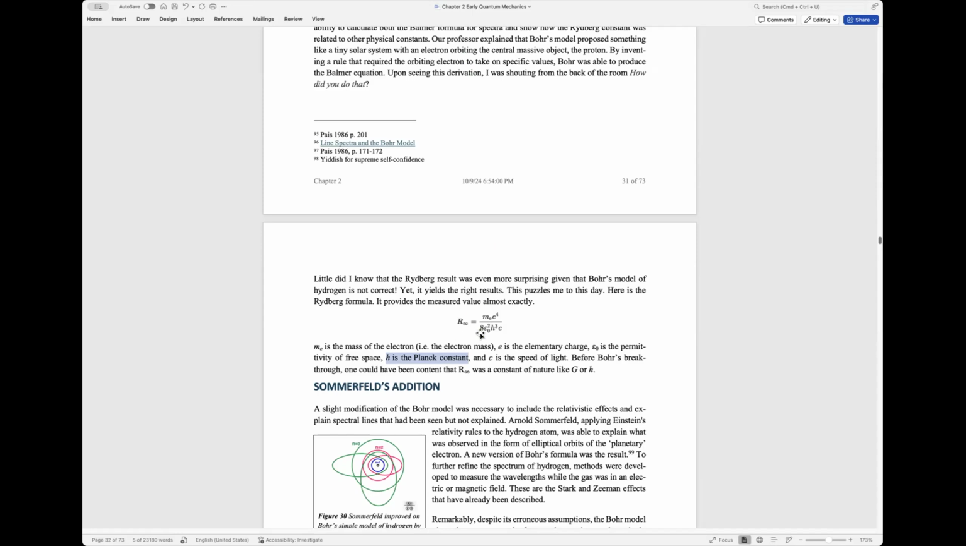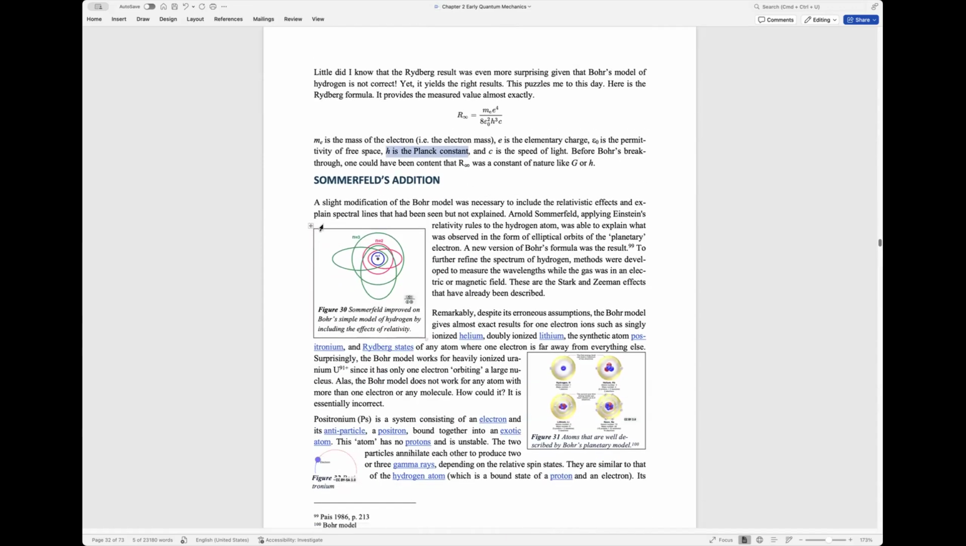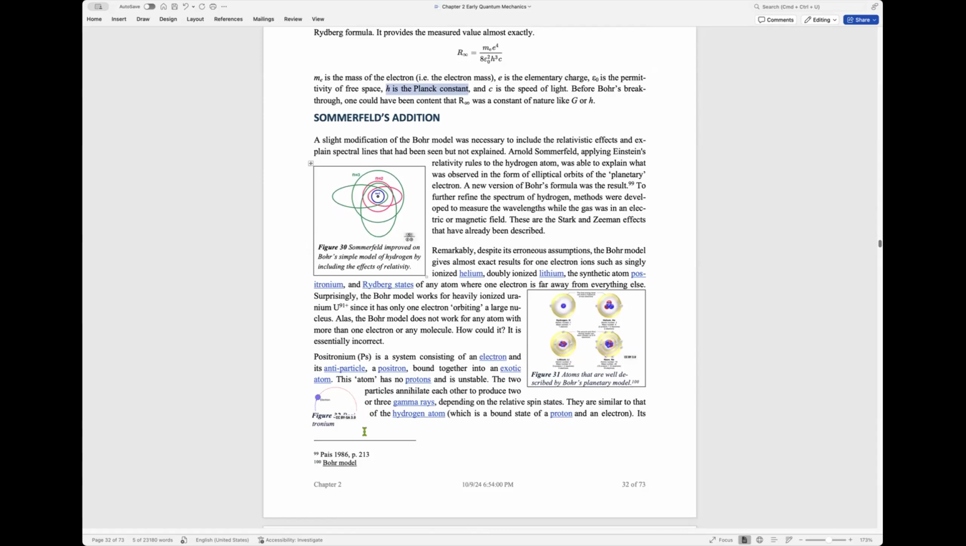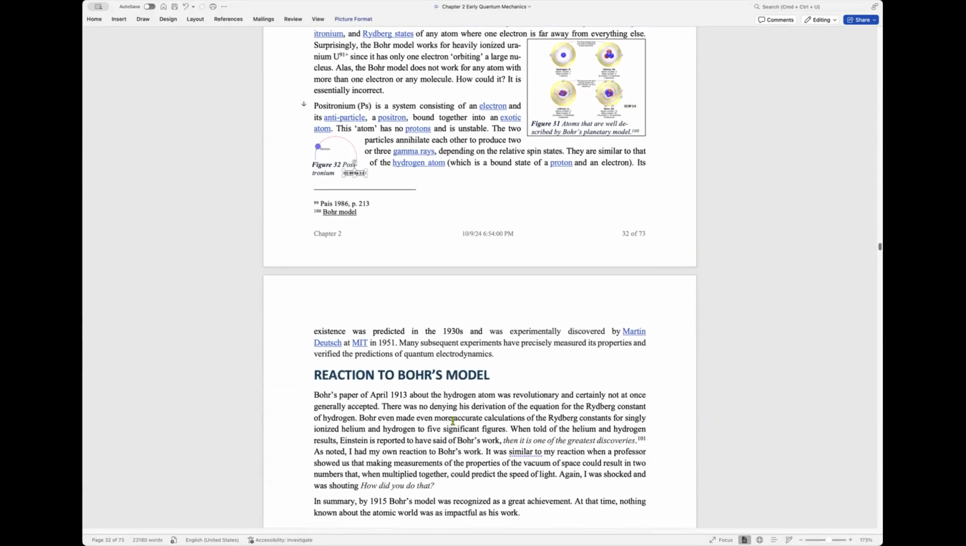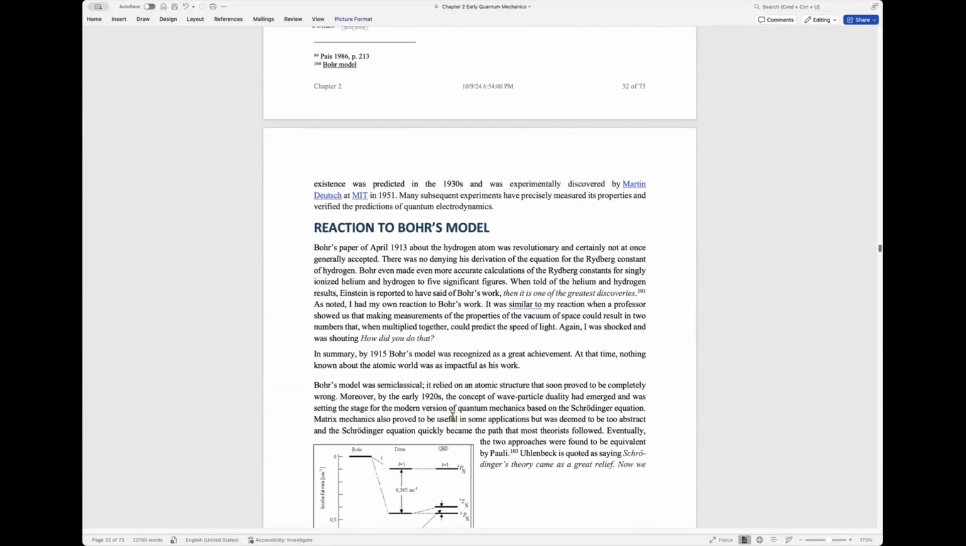derive the Rydberg constant. Later on, Arnold Sommerfeld made corrections related to Einstein's theory of relativity that made these predictions of spectral lines even more accurate. Whoops. Did a bad thing there. I'll have to fix this later, but you can see this little guy got out of place. And just keep in mind, Bohr's model was incorrect.